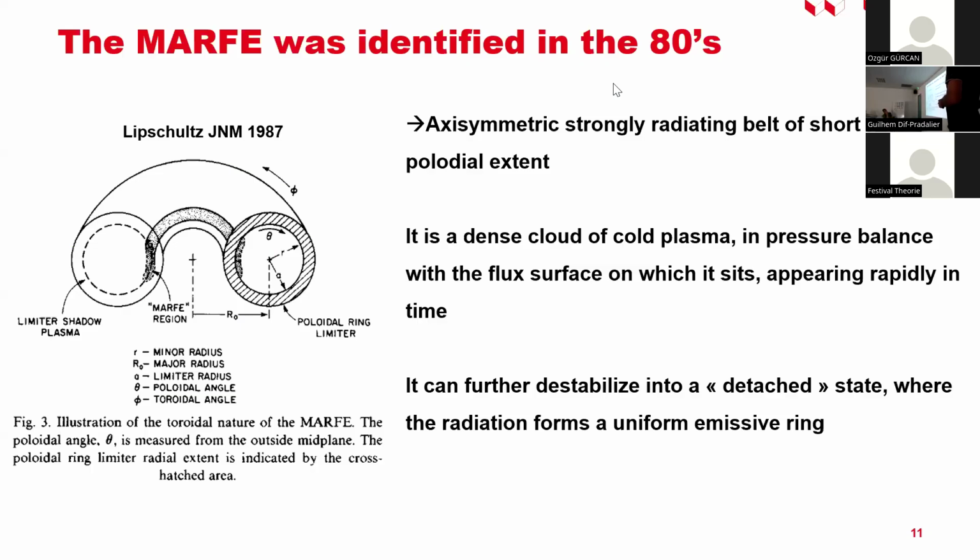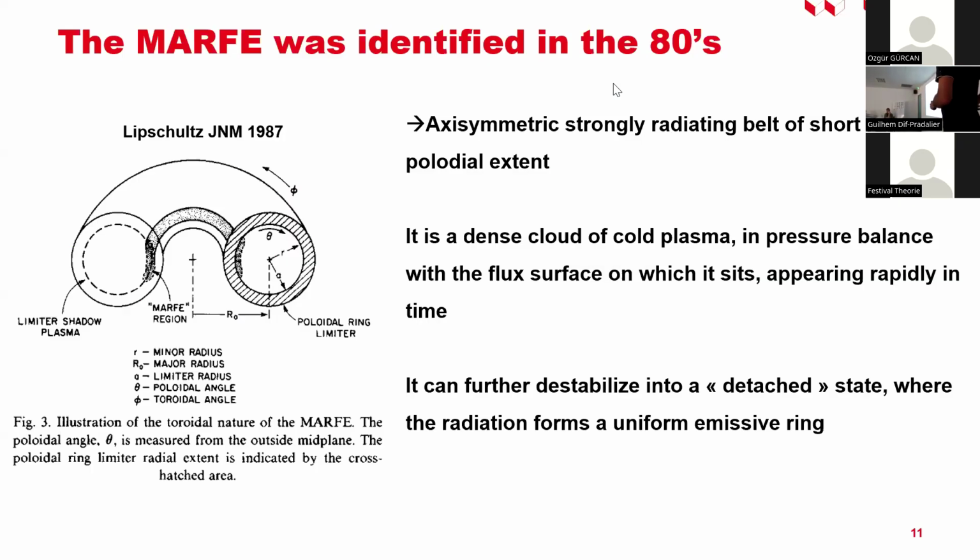It is an axisymmetric, strongly radiating belt of short radial and toroidal extent. It's dense, it's cold, and it is in pressure balance with the rest of the flux surface for stability. And it appears quickly in time, for reasons I explained before. Now, what is reported in this paper is that it can further destabilize into another state that was called at that time the detached case.